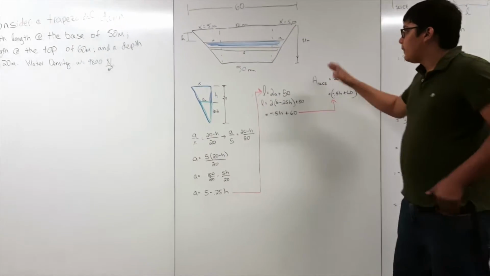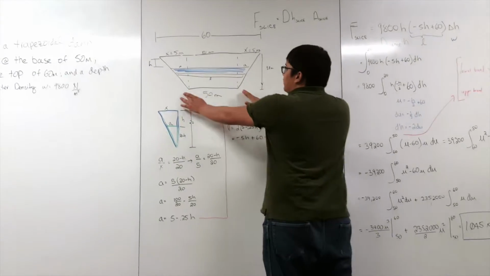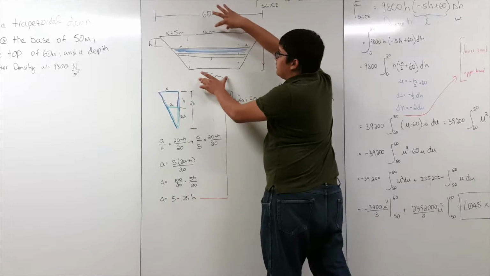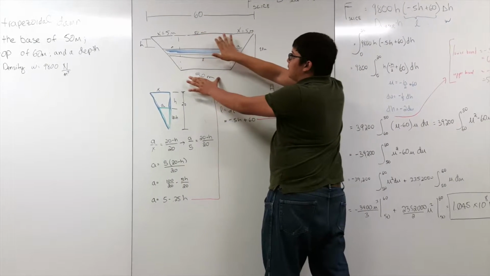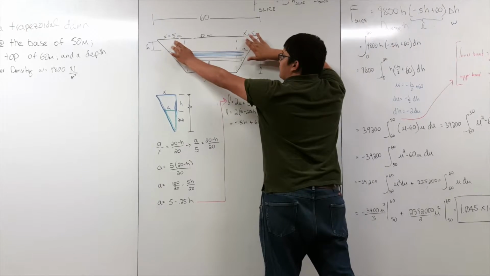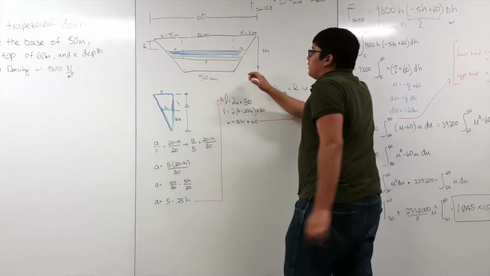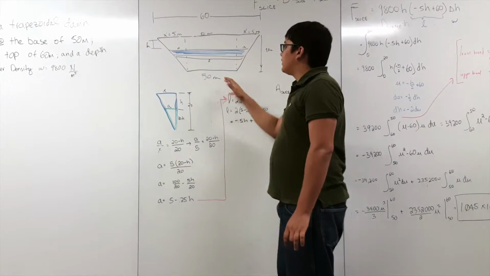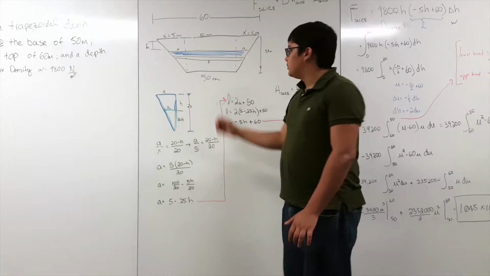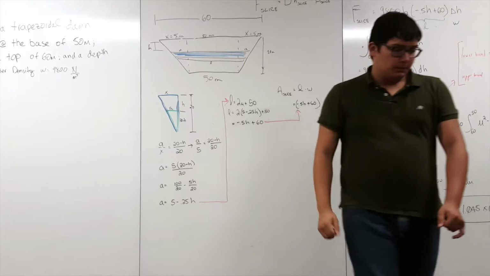Okay, so we broke down the dam. Since the base is 50 meters, we can tell that this part of the trapezoid is 50 meters, which tells us that the two bases for the triangles are 5 meters each. So since we know that, we can now tell how to solve the slice, which Juan will tell you.